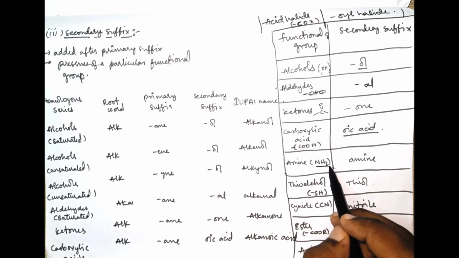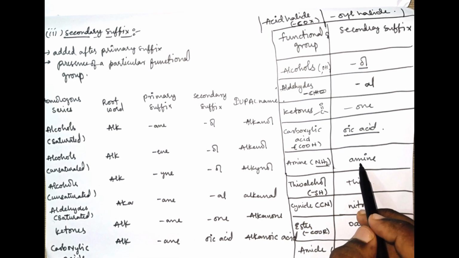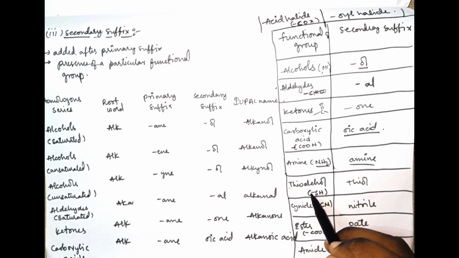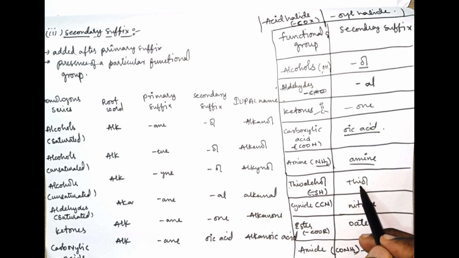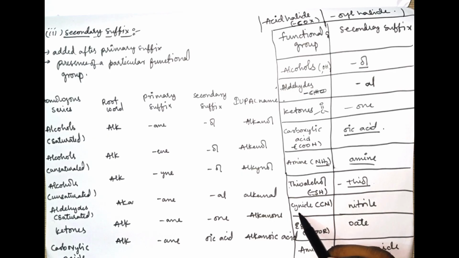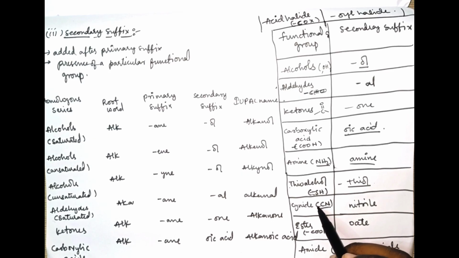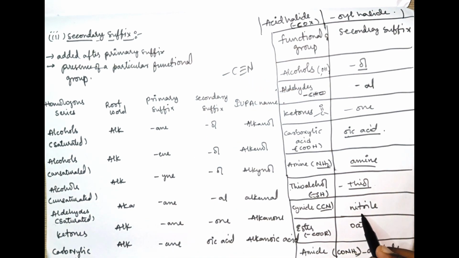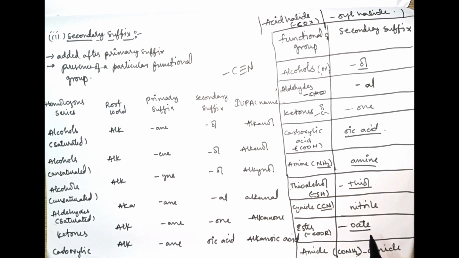And amine is represented by NH2, and its secondary suffix is pretty much similar to its functional group name, that is amine. For thioalcohol, it is represented by SH and its secondary suffix becomes thiol. Cyanide is represented with CN, C triple bond N, and its secondary suffix is generally nitrile. And ester, COOR, is its representation, and oate shall be its secondary suffix. And amide shall be represented as CONH2 and its secondary suffix is amide itself.